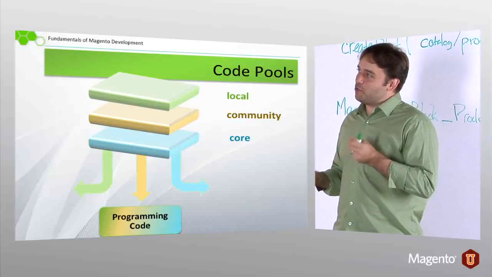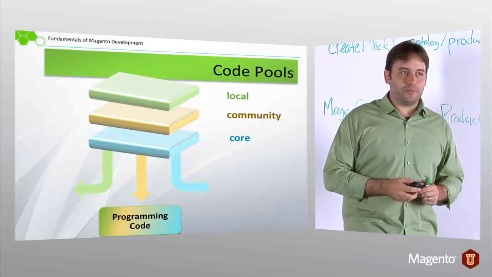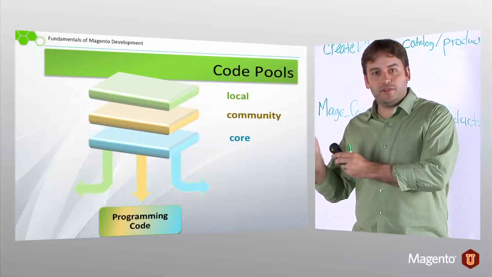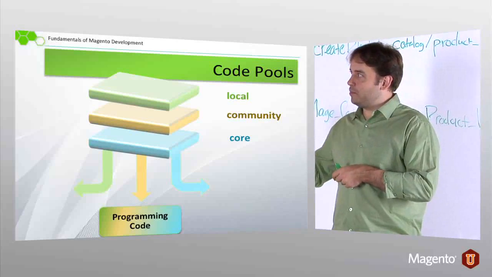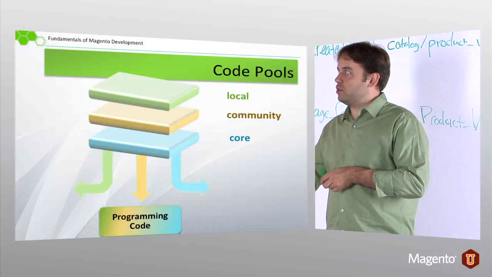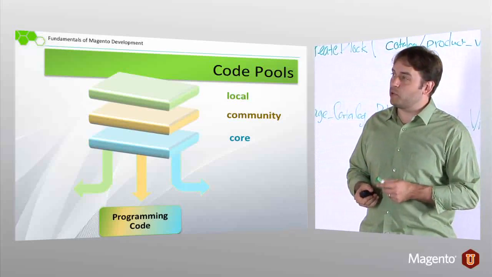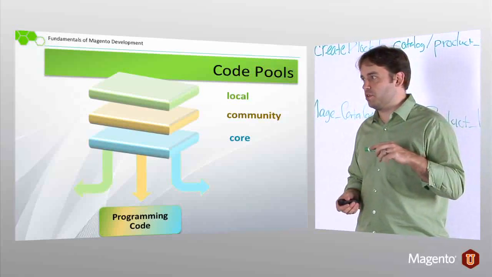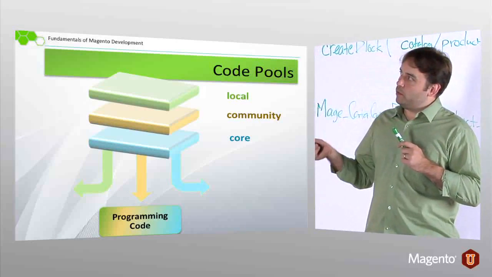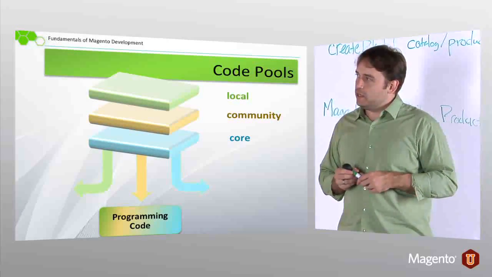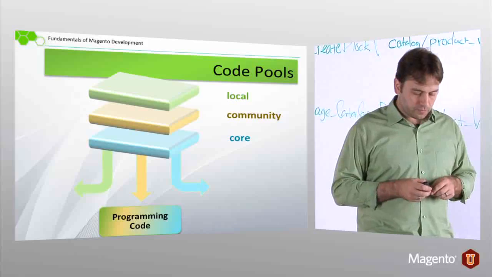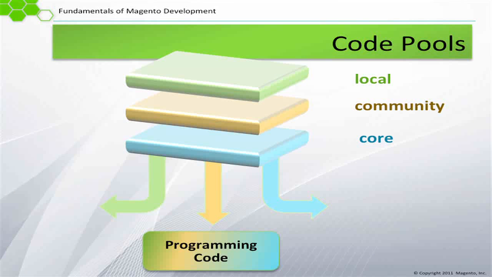Code pools. If you remember earlier, we were talking about the app folder, and we have app/code. Inside app/code are our code pools: community, core, and local. They are, in order of precedence as far as the autoloader is concerned, local, community, and core. So what happens with the autoloader is, and if you look in Mage, yes, let's take a look at this really fast. This is very, very important.